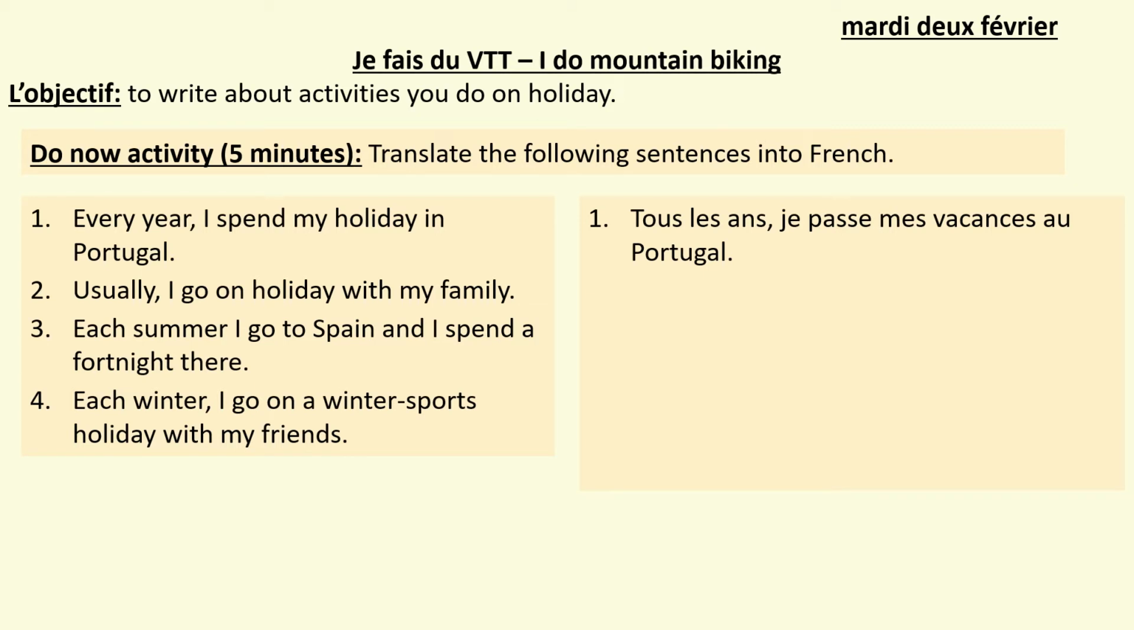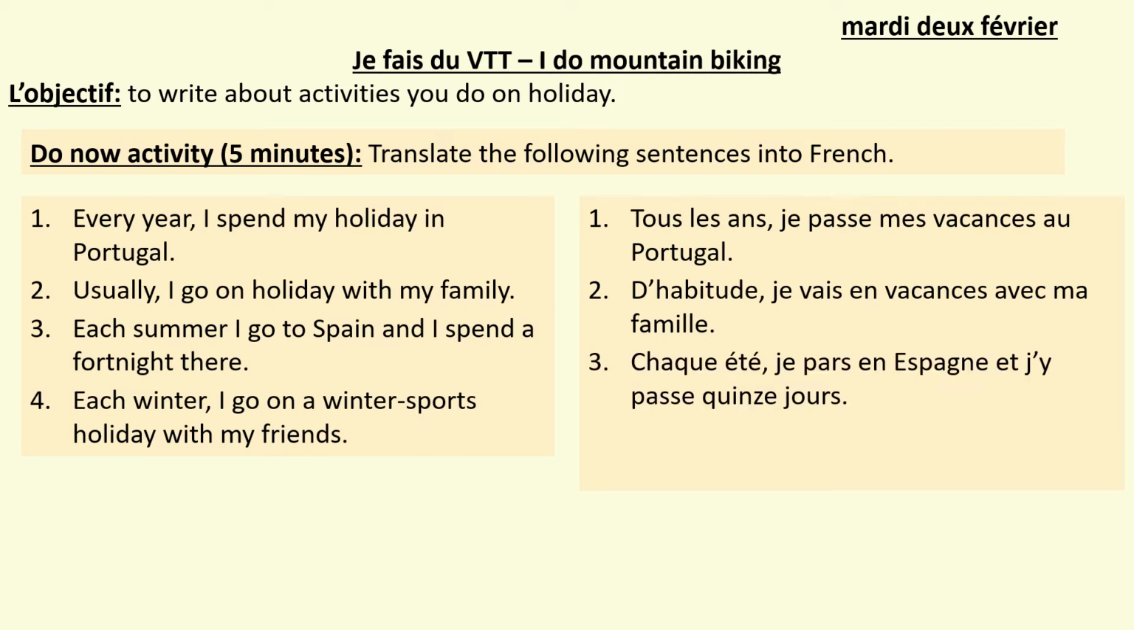2. Usually I go on holiday with my family. D'habitude je vais en vacances avec ma famille. Make sure that famille is spelled correctly. It's a double L. 3. Each summer I go to Spain and I spend a fortnight there. Chaque été, je pars en Espagne et j'y passe 15 jours. So remember to translate there as the Y, and it's j'y passe is the formation of that verb.